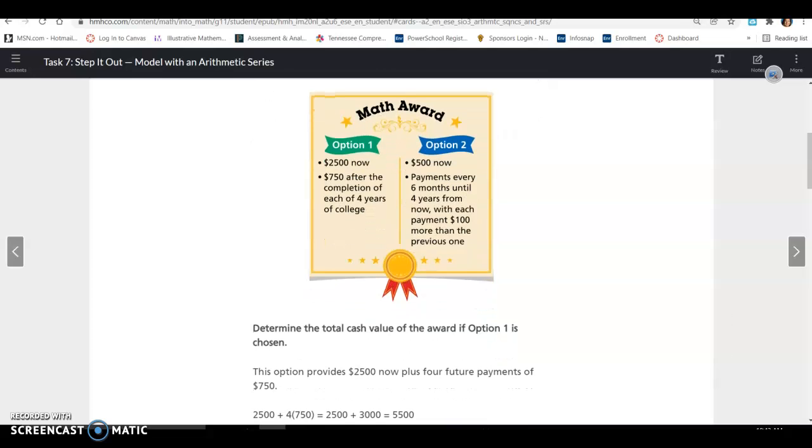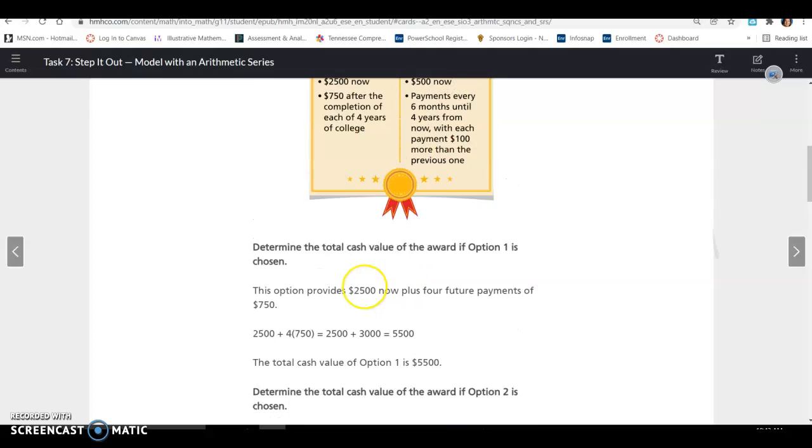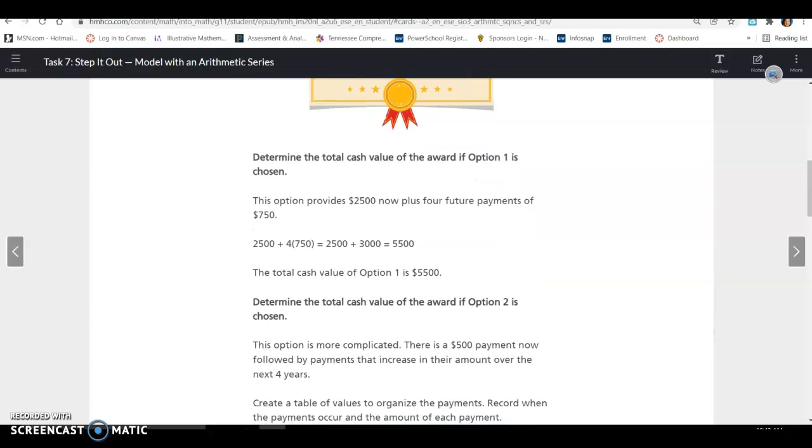All right, so it says determine the total cash value for the award in option 1. This option provides $2,500 now plus 4 future payments of $750. So this one's easy to calculate. All you have to do is the $2,500 plus 4 payments of $750, which is $3,000, and that gives you a total of $5,500. All right, so that is a nice math award.